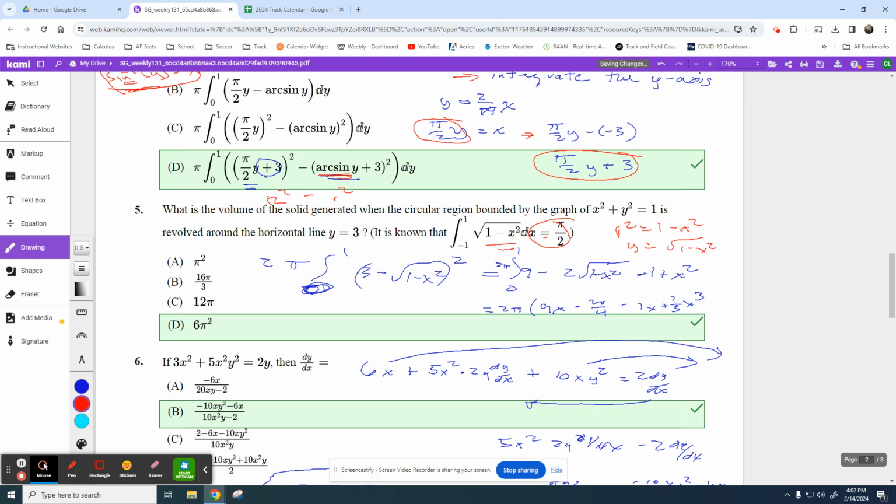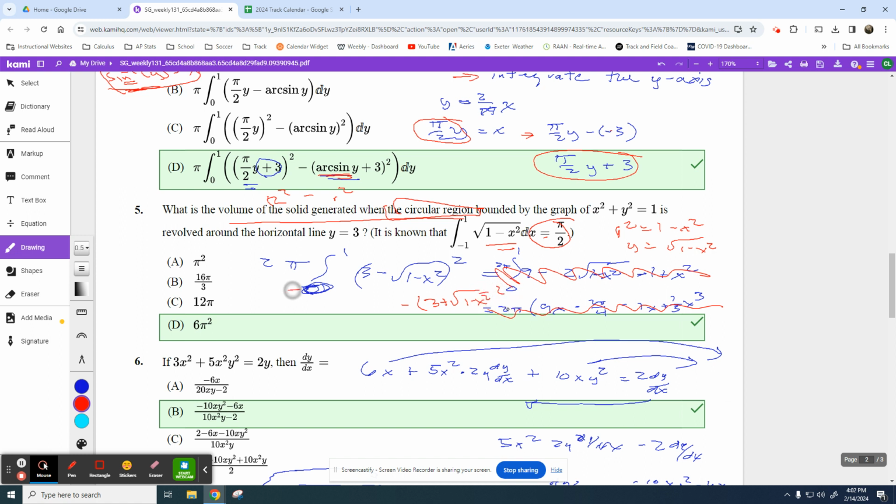So what they're saying is when you set this up, you got a top and you got a bottom. It's a full circle, right? Circular region. It's a full circle. So you got a top and a bottom. So you got to do 3 minus the square root of 1 minus x squared, squared. And then you got to do minus. This doesn't work, guys. So that sucks. I haven't figured out a way to do it. And then you got to do minus 3 plus the square root of 1 minus x squared.